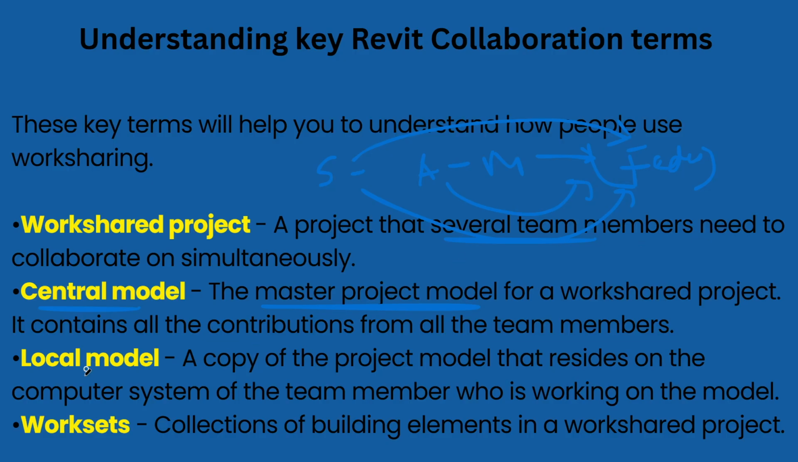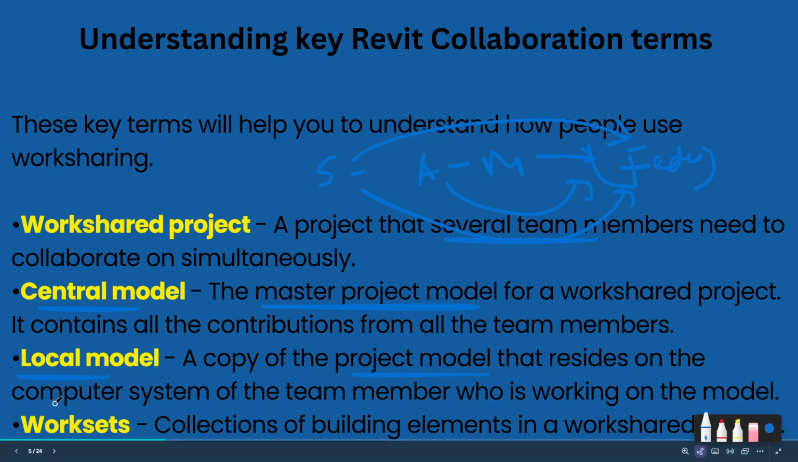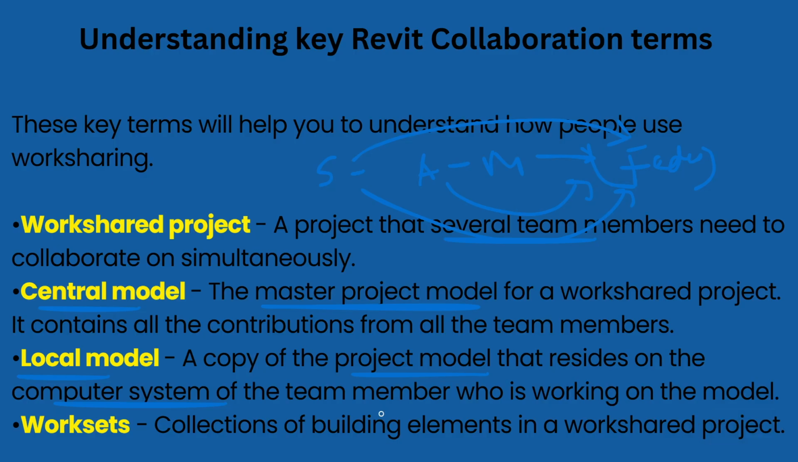The local model is basically a copy of the project model, which may be the central model, and it resides on your computer system. Let's say Arjun opens the central model. Practically he's working on the central model, but whatever changes he makes, he first makes in his local model, and then the changes are pushed from his local model to the central model.